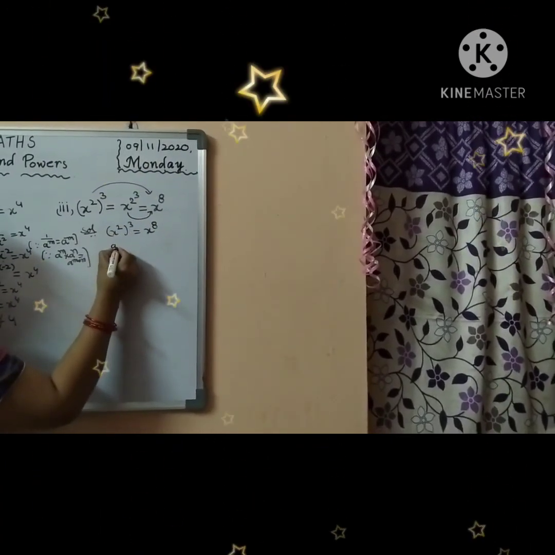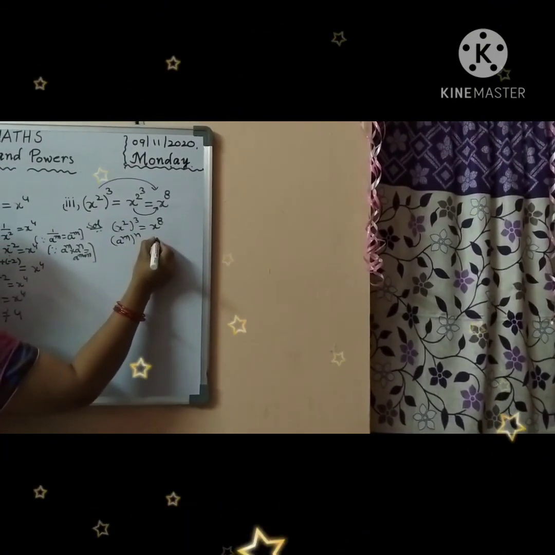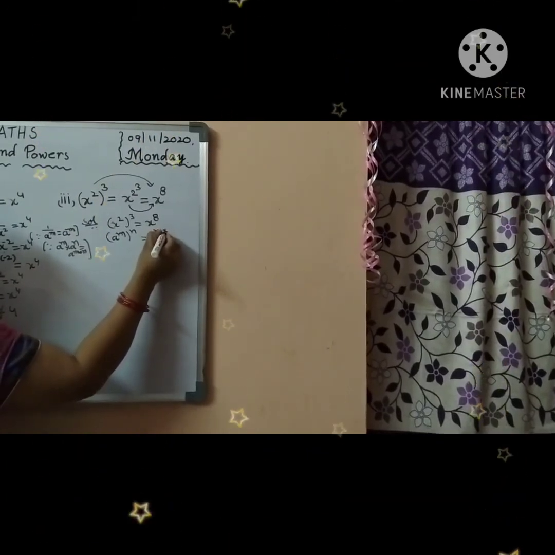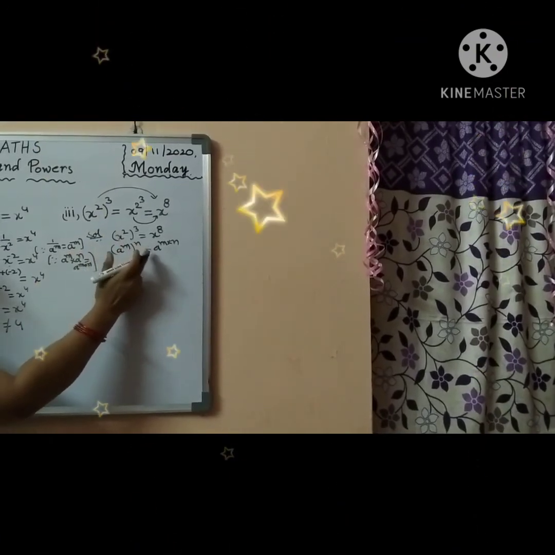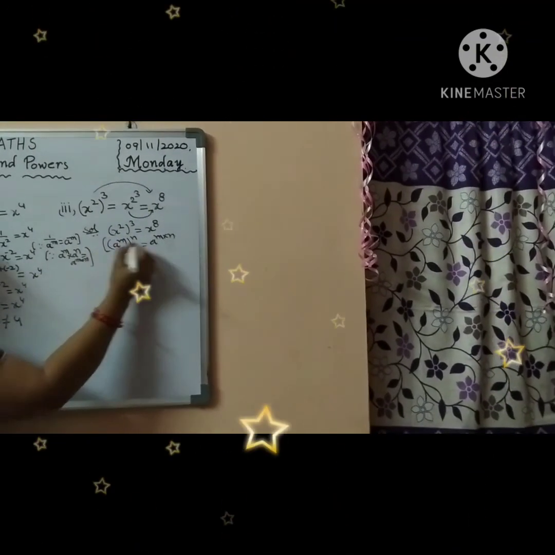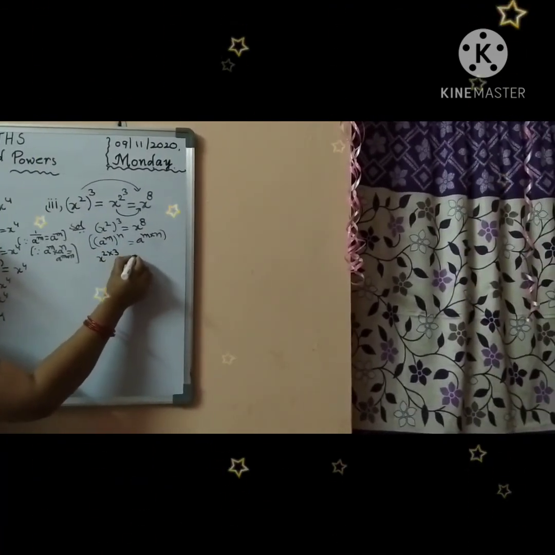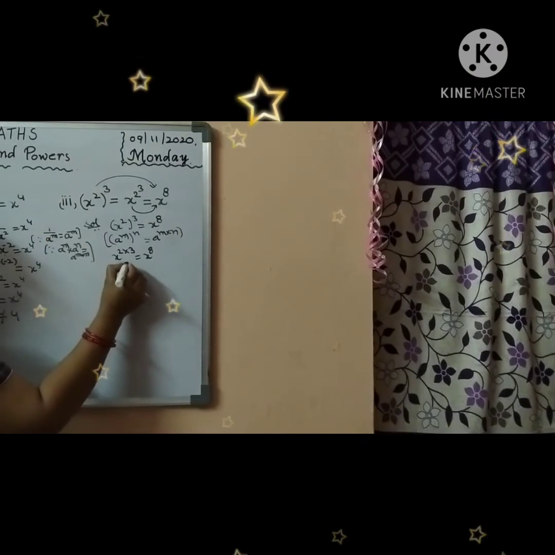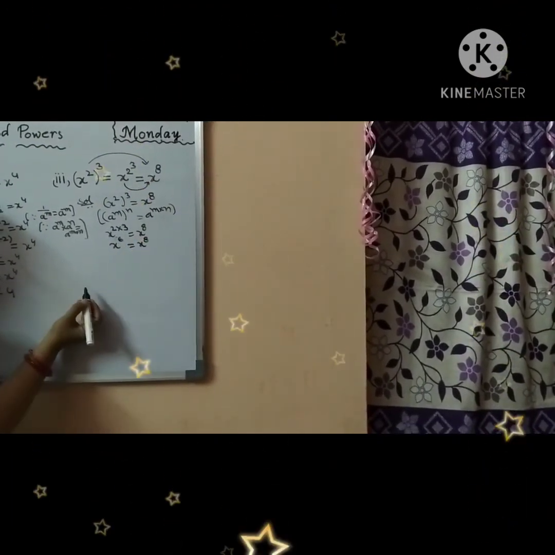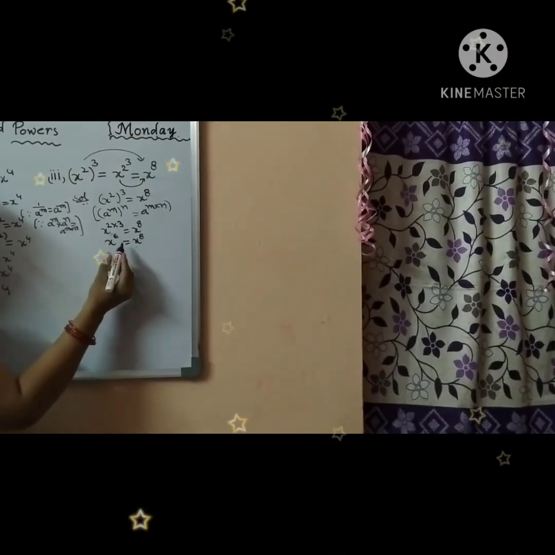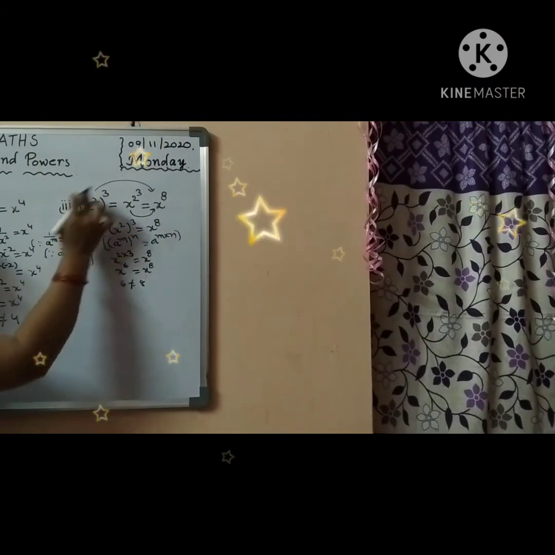Comparing with the laws of exponents, a power m whole power n equals a power m into n. So x power 2 into 3 equals x power 8. 2 3s are 6, x power 6 equals x power 8. Bases are equal, then exponents should be equal, so it is not equal. It is not possible.